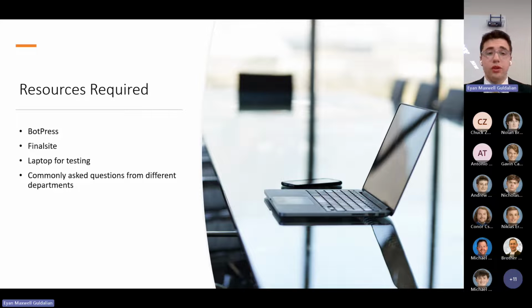So, resources required for this project. BotPress was the website that I used to help formulate this chatbot. Finalsite, which is what our website is made on. I used my laptop for testing. Mr. McCartney's laptop was also used. And lastly, just simply meeting with departments and getting their commonly asked questions.